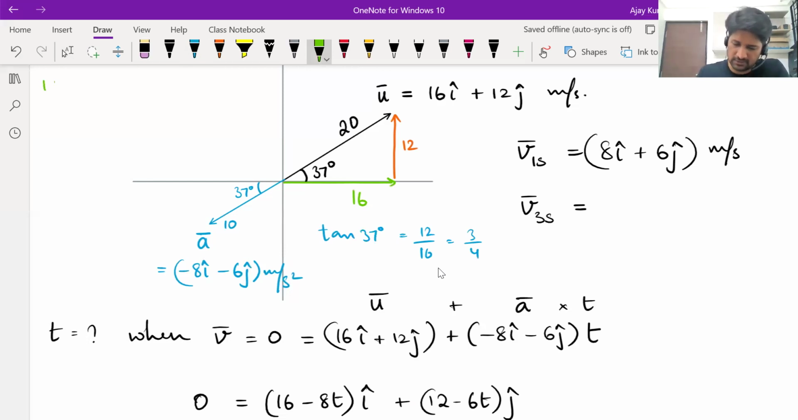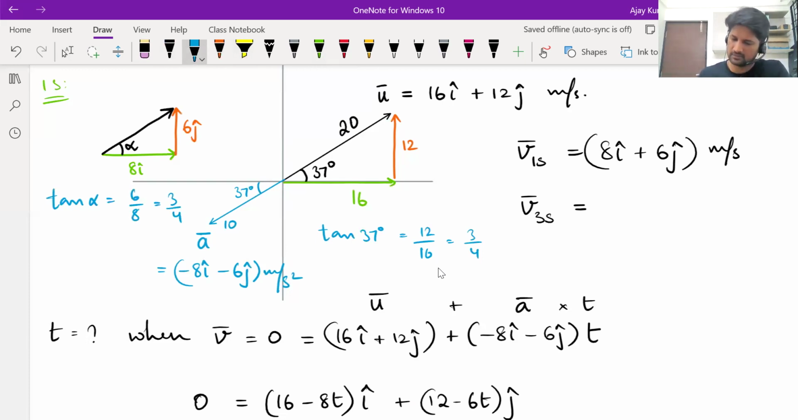Let us visualize that. At 1 second, 8 i cap would be like this. 6 j cap would be like this. So the velocity vector is this, 8 i cap plus 6 j cap. Let's assume it makes some unknown angle alpha at 1 second. And we can write tan alpha is opposite by adjacent, 6 by 8, that is 3 by 4. Now tan 37 is 3 by 4. Tan alpha is also 3 by 4, means alpha is same as 37. That means after 1 second also, it is going in that 37 degree direction itself. So correct. So what we have imagined is correct.